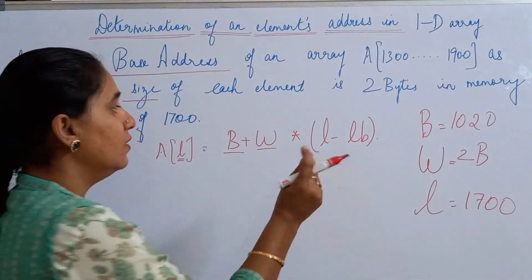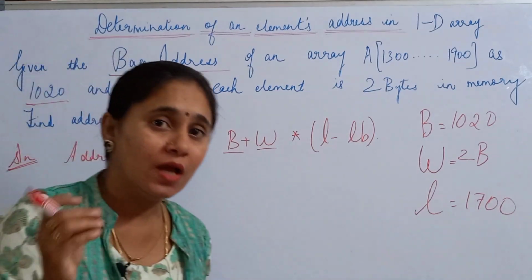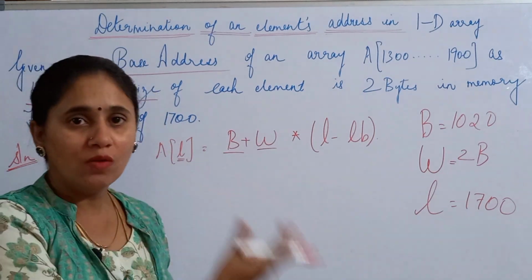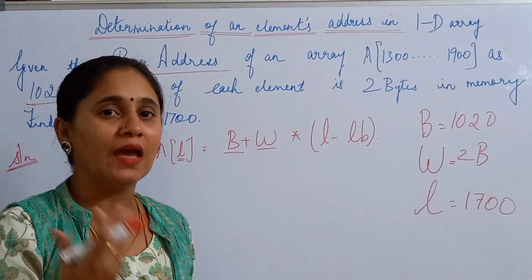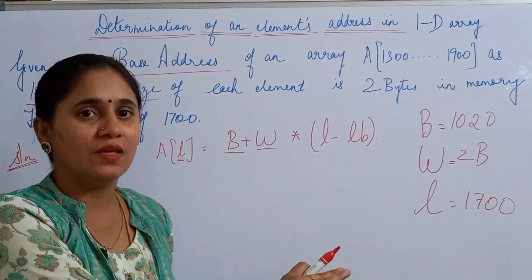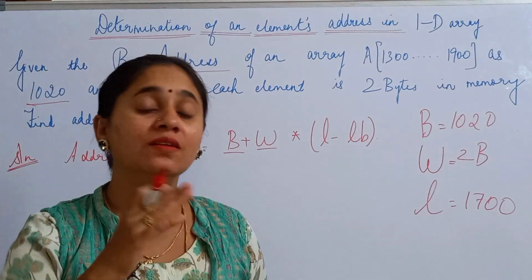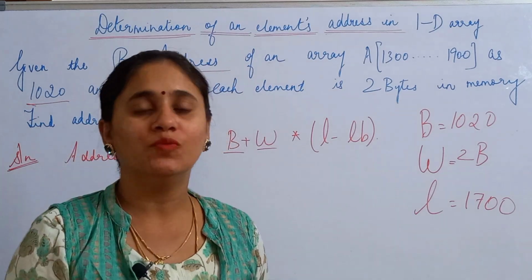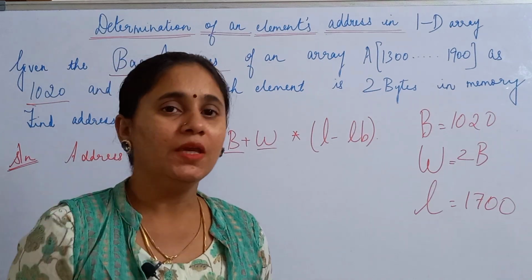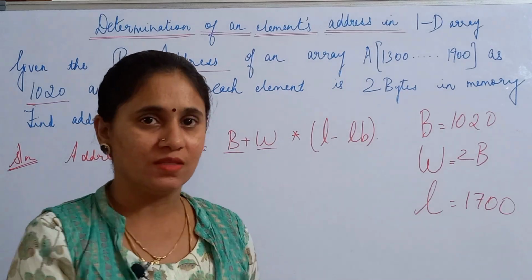For example, they may give the L value, W value and LB value, and ask you to find the base address. Just by using mathematical substitution, you can find the respective answers. The formula may be the same, but they may replace some of the values and ask you to find some other variable, for example the base address, the size, or the lower bound. Like this they may twist the formula, but the way of solving everything is the same.